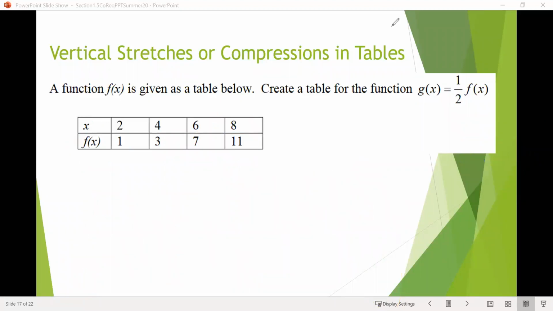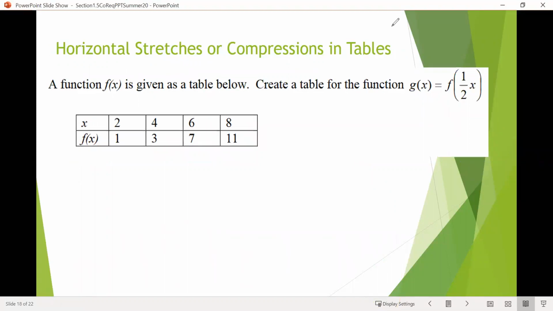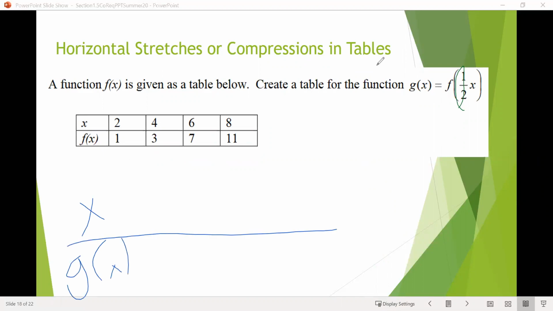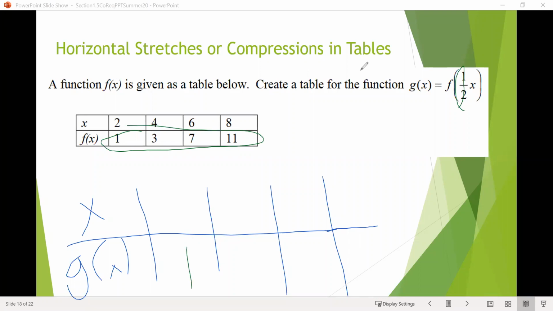All right. Let's look at now what would happen if we try to write the equation of a function where the 1/2 is on the inside of the function. So let's look at that. Here, we're still going to set up our table as x, g of x. And recall, if it's on the inside, it impacts the inputs this time. So our outputs will stay the same, so they'll still be 1, 3, 7, and 11. But the inputs are now going to change.